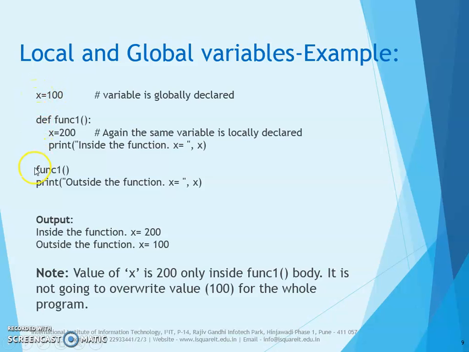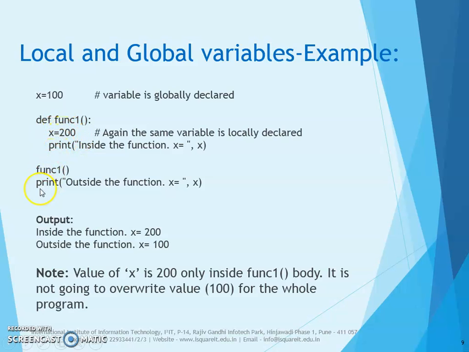Then execution will go here, after this block of the function definition. Function 1 is called here. So execution will go to this line. We are assigning the value 200. Now x is already 100, and we are again assigning this value 200 to variable x. And then we are printing "inside the function x is equal to". So once we are calling this function, x is equal to 100 is assigned, then 200 is assigned. So inside the function it will display the value 200, as it is assigned locally.